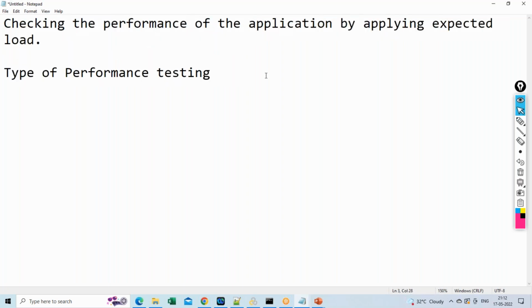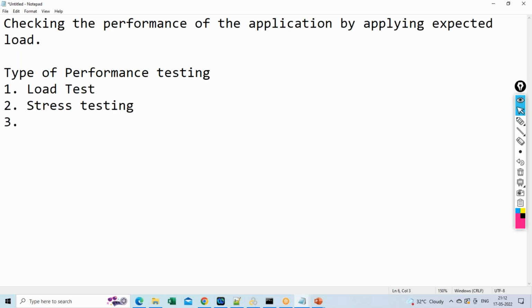Okay, different types of performance testing. So the first type of performance testing is the load test. First, let me do one thing. Let me write down all the types of performance testing, the important ones. Okay, load test, stress testing.